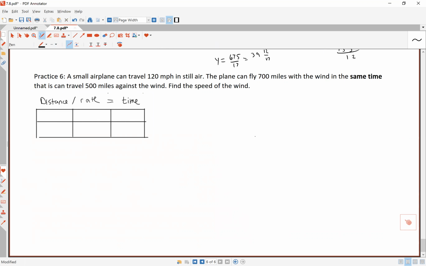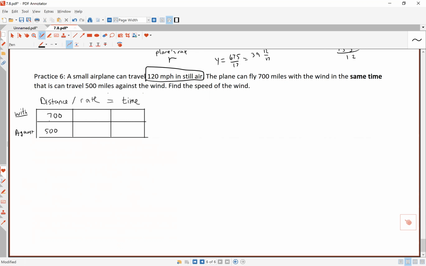Now that you've had a chance to solve this, we have a small airplane that can travel 120 miles per hour in still air. The plane can fly 700 miles with the wind in the same time that it can travel 500 miles against the wind. All right, so we see that this 120 miles per hour in still air is a rate. That's the plane's rate. And then it says when we go with the wind, we can do 700 miles. In the same time, when we go against the wind, we only get 500 miles.